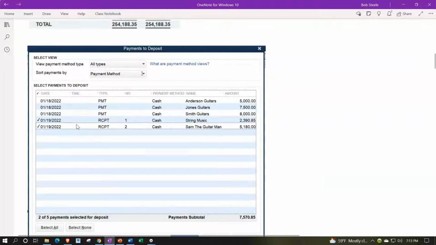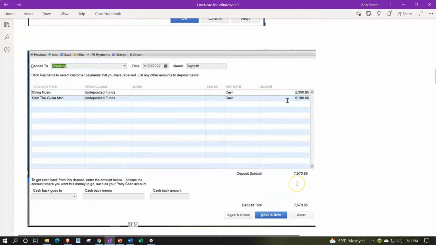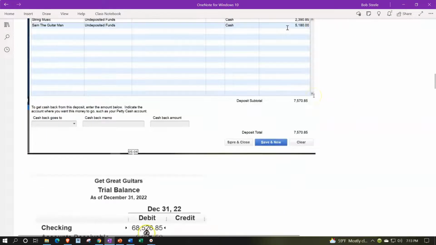So if you go into that deposit icon, it'll show the payments and the sales receipts that are included in the undeposited funds. We're going to check off the ones that we are going to deposit. So we're going to check off these two, for example, and that's going to give us our deposit, a total of $7,570.85 that's going to go into the checking account. Undeposited funds will go down by these two items.